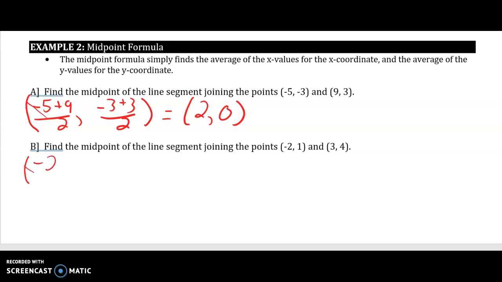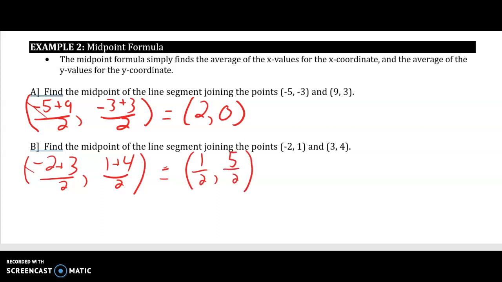So we got negative 2 plus 3 divided by 2. And then we have 1 plus 4 divided by 2. So what's that? 1/2. Can't have fractions or decimals, I would leave it as a fraction, comma 5/2. So there's your point, your midpoint.